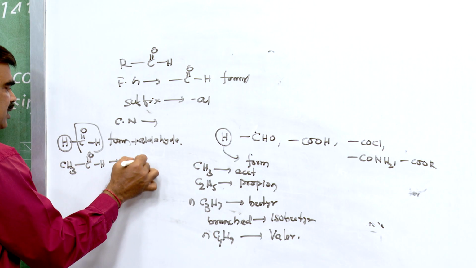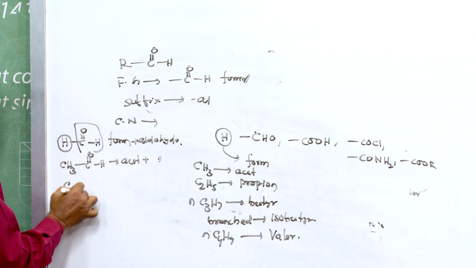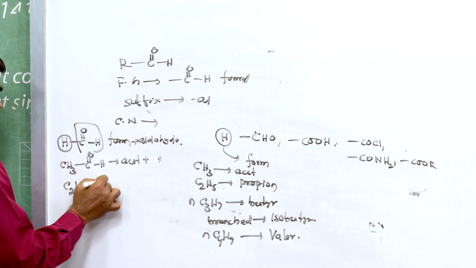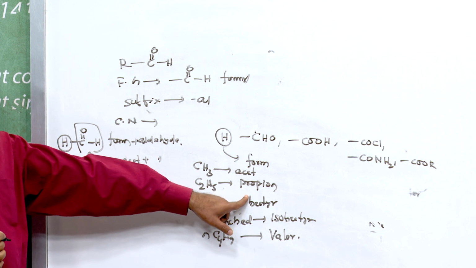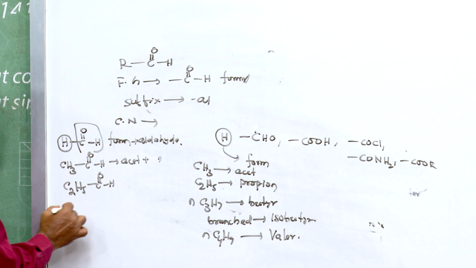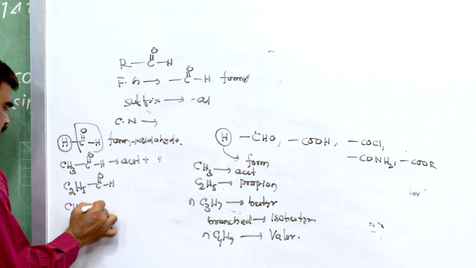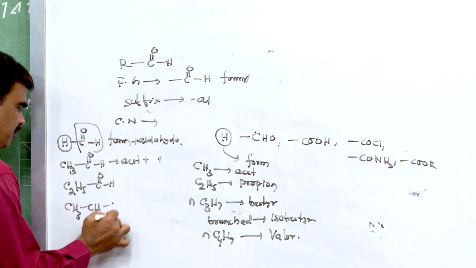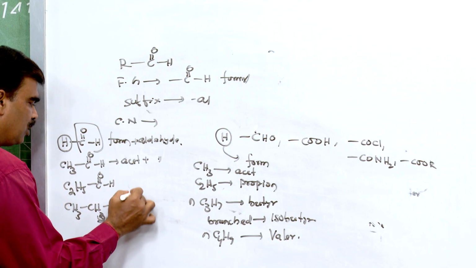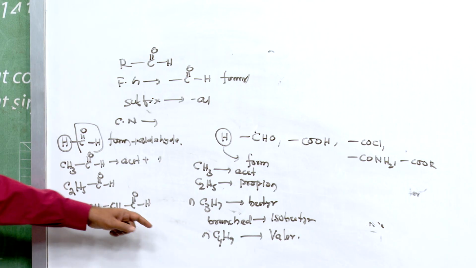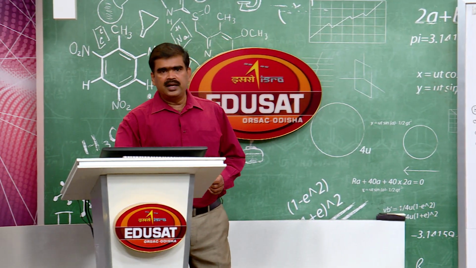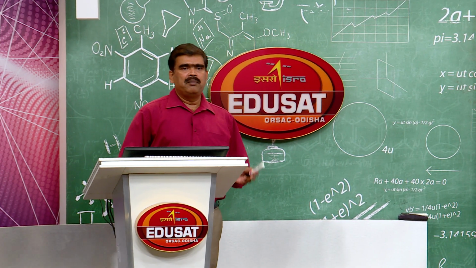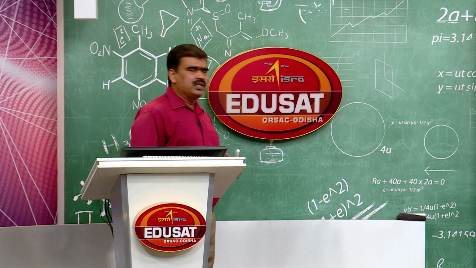Acid plus aldehyde. For C2H5, what will you call it? उसको क्या बोलोगे? प्रोपियोन प्लस aldehyde, प्रोपियोनाल्डिहाइड. For C3H7COH, what will you call it? Butyraldehyde. And for branched, you will call it isobutyraldehyde.